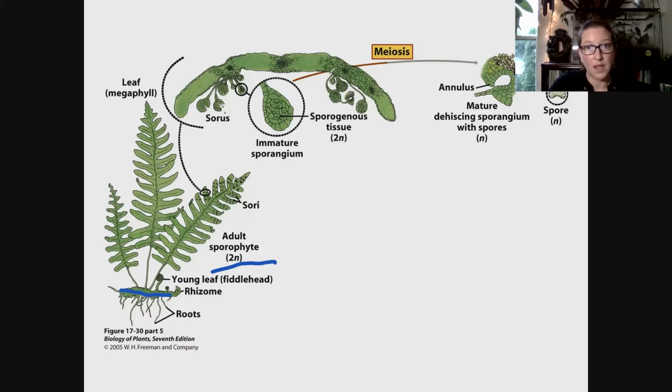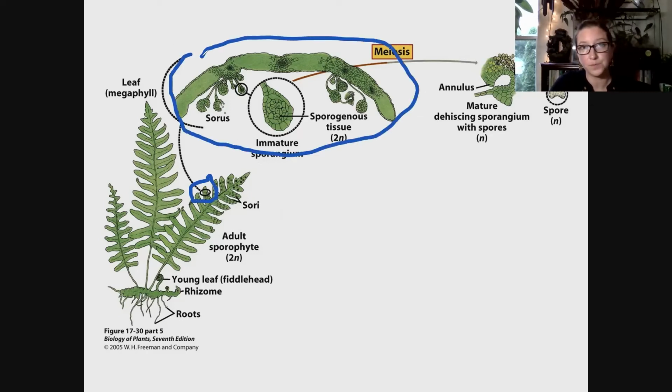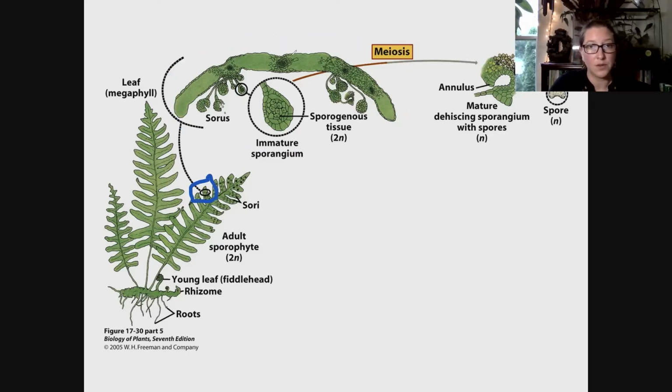Our leaves are megaphylls, leaves with more than one vein. On the bottom of those leaves are clusters of sporangia called sori. You can see them here. Each of those dots is a sorus, one sorus, many sori. Now we look closely, right there, and that's what this is showing us, close up. So here's one sorus, or cluster of sporangia.